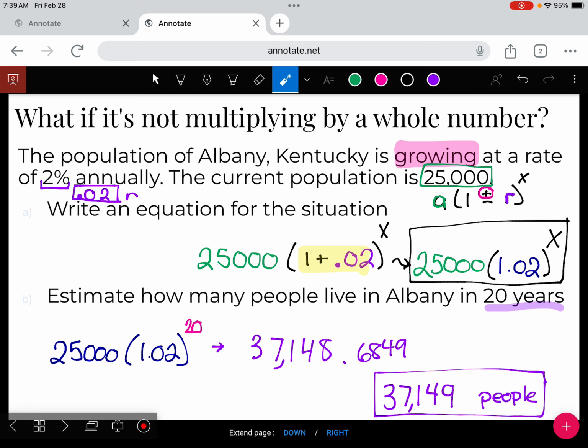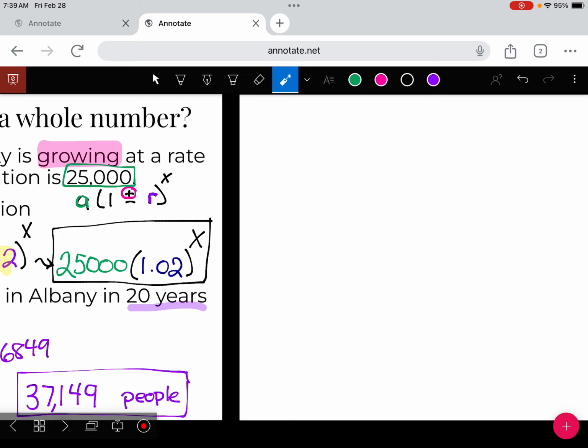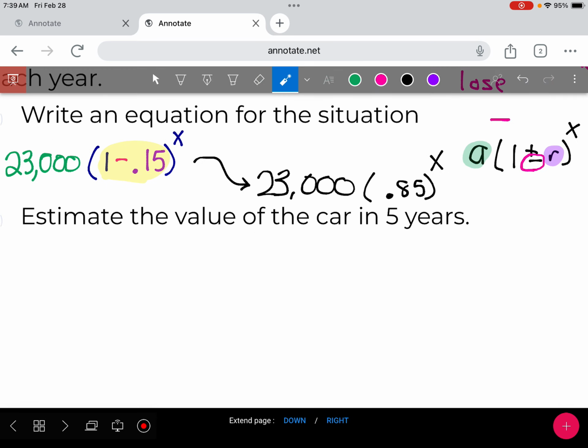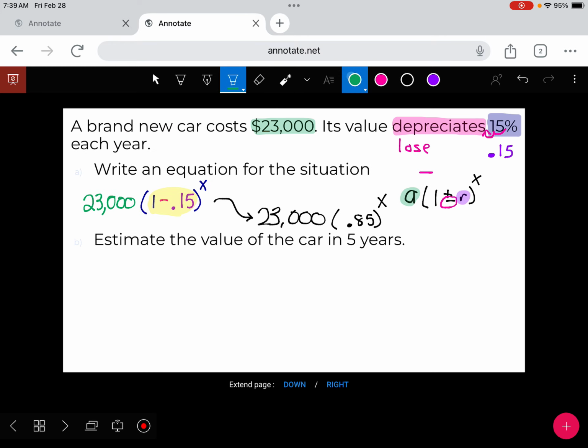Our base is still doing that. Bigger than 1 makes it grow and get bigger. Smaller than 1 is going to make it shrink and get smaller. This is going to decay. So if we do have this car that depreciates 15% a year, after 5 years, how much is this car worth?